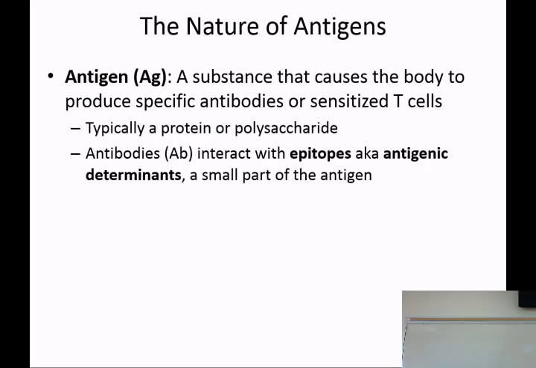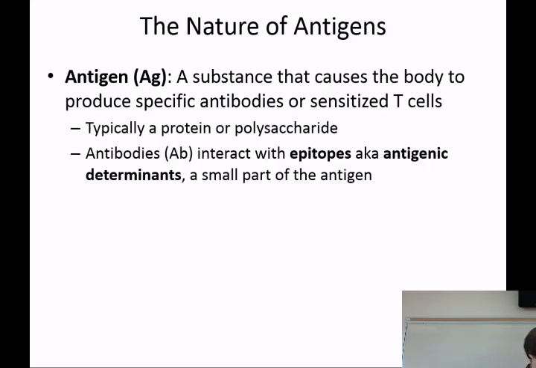Antibodies will interact with epitopes, and I'm going to talk about the difference between epitope and antigen. But basically, an antigen is a big thing that can be seen, and an epitope is a little piece of it. That's the specific piece that is seen by one specific antibody.